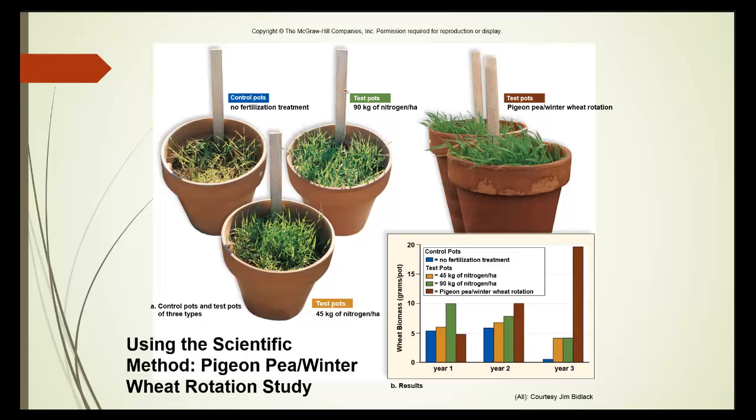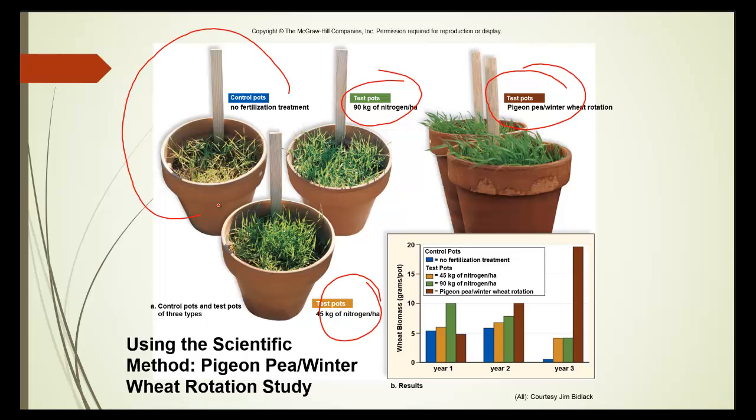These are all test pots of plants, and yet we still have one that's controlled. So here they were testing the amount of nitrogen they've added to the plants to determine if there's any kind of correlation between the amount of nitrogen and no nitrogen at all. Here they've used pigeon pea or winter wheat rotation. You can see that the scientists use the experimental data to determine different outcomes.